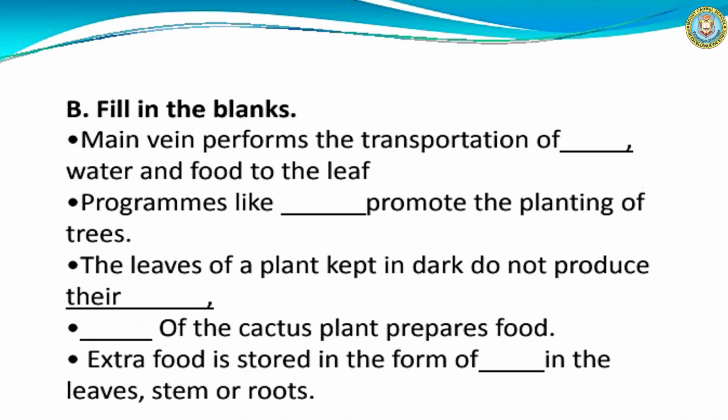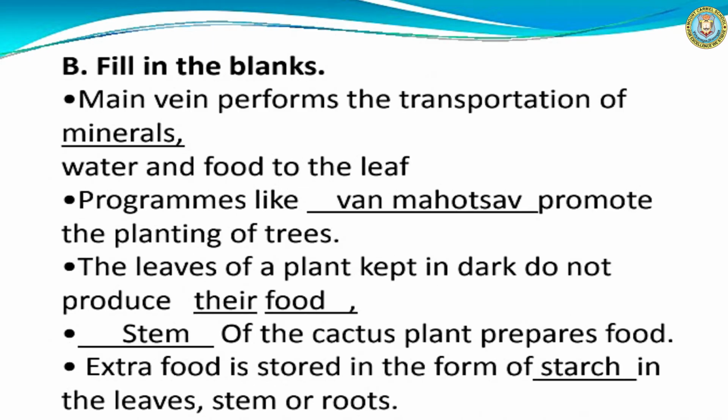Now the fifth one, extra food is stored in the form of dash in the leaves, stems or root. I have told you, ಗ್ಲೂಕೋಸ್ ಎಲ್ಲ ಯೂಸ್ ಆದ್ಮೇಲೆ ಸ್ವಲ್ಪ ಎಕ್ಸ್ಟ್ರಾ ಗ್ಲೂಕೋಸ್ ಉಳಿಯುತ್ತೆ ಅಲ್ವಾ? ಅದು ಎಕ್ಸ್ಟ್ರಾ ಗ್ಲೂಕೋಸ್ ಯಾವ ಫಾರ್ಮ್ ಅಲ್ಲಿ ಇರುತ್ತೆ? ಎಸ್, ಸ್ಟಾರ್ಚ್. ಅದು ಸ್ಟಾರ್ಚ್ ಫಾರ್ಮ್ ಅಲ್ಲಿ ಇರುತ್ತೆ.